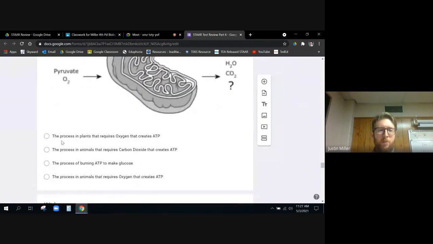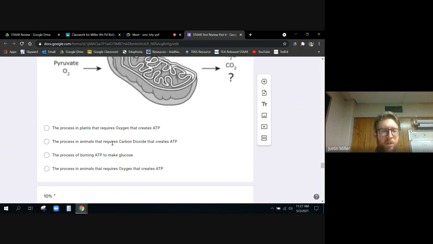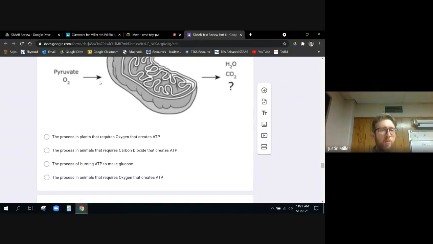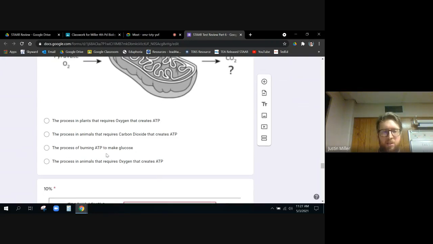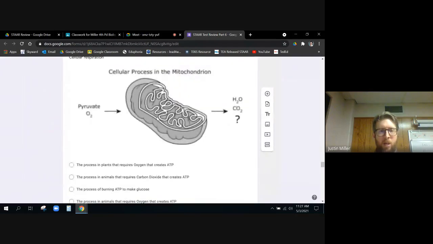So what is cell respiration? Is it the process in plants that requires oxygen to create ATP? It doesn't happen in plants. Remember, plants don't do this. Plants do photosynthesis. Is it the process in animals that requires carbon dioxide to create ATP? It does happen in animals, but we don't use carbon dioxide to make ATP. We use oxygen. The process of burning ATP to make glucose? No, it's actually the opposite. We're burning glucose to make ATP, not the other way around. So it's got to be D. The process in animals that requires oxygen to create ATP. Happens in animals, oxygen goes in, ATP comes out. Happens in the mitochondria.